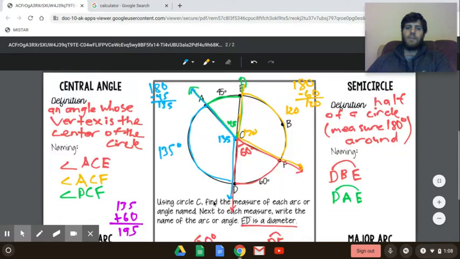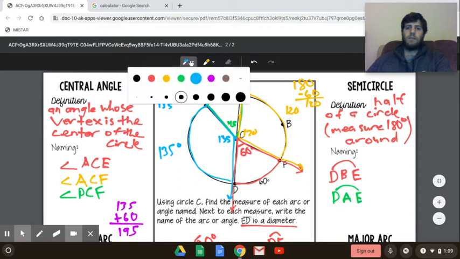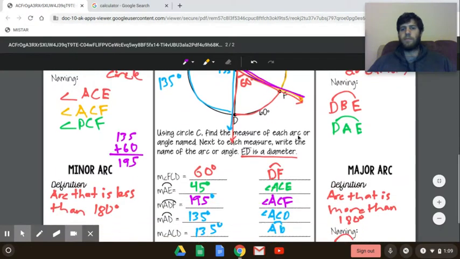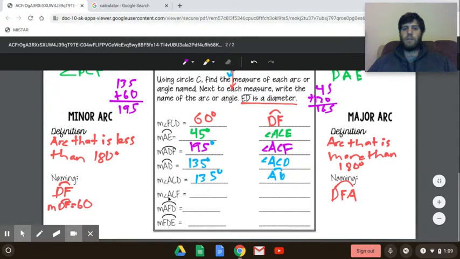Next one is ACF, and the measure of angle ACF. So we want to draw it in. Angle ACF is this angle here. So this angle incorporates the 45 and the 120. So we need to add those up, 45 plus 120. It's going to be 165. So we know the measure of angle ACF is 165 degrees.